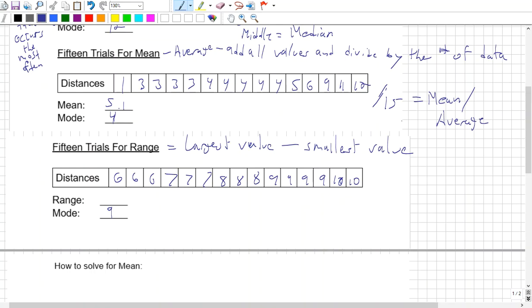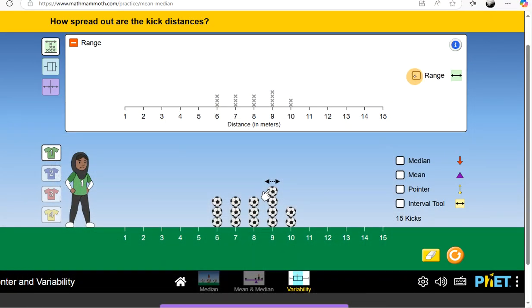So the range, I take the largest value, which is 10, and the smallest value, which is 6. So I take 10 minus 6, which is equal to 4, and that is my range. Okay, so the largest value minus the smallest value will give you your range. So this shows you here your biggest, which is 10, minus your smallest, which is 6. It doesn't matter how many there are. How many there are is only going to affect the mean and the mode, right? So that's fairly simple.